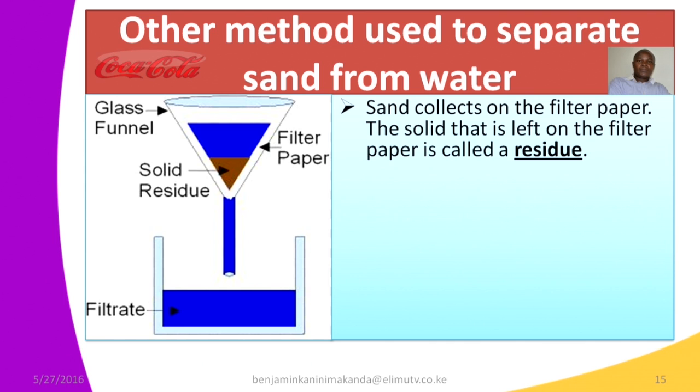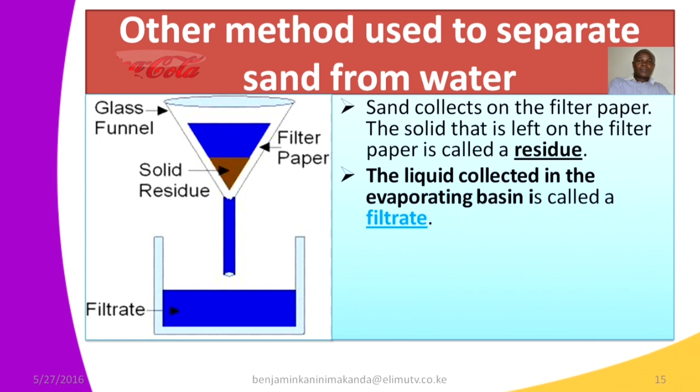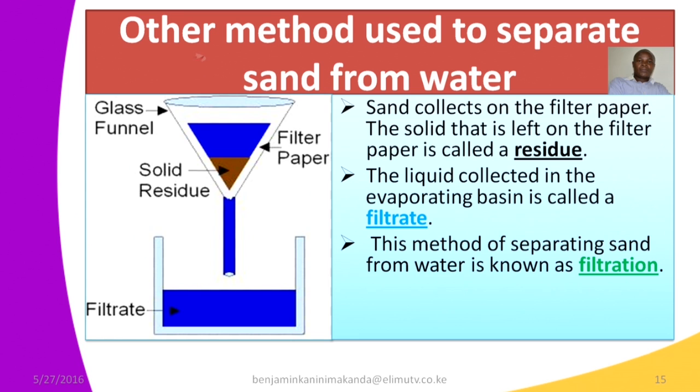Other than decantation, we can also separate sand from water by filtration. Yes, we use filtration to separate that. Sand collects on the filter paper. The solid that is left on the filter paper is called a residue. So that's what we are saying. Now, the liquid collected in the evaporating basin is called a filtrate. As we can see from the evaporating basin, this liquid is called a filtrate. And this method of separating sand from water is known as filtration.